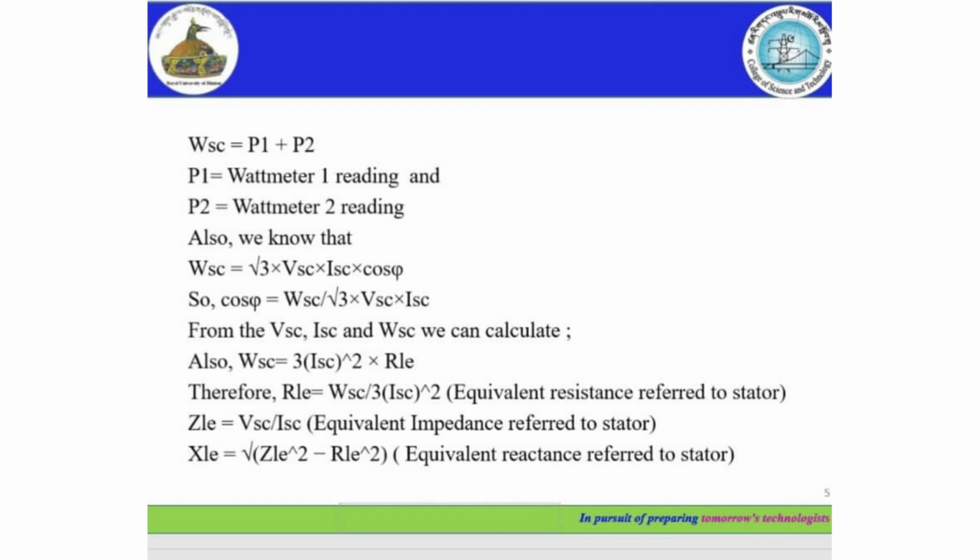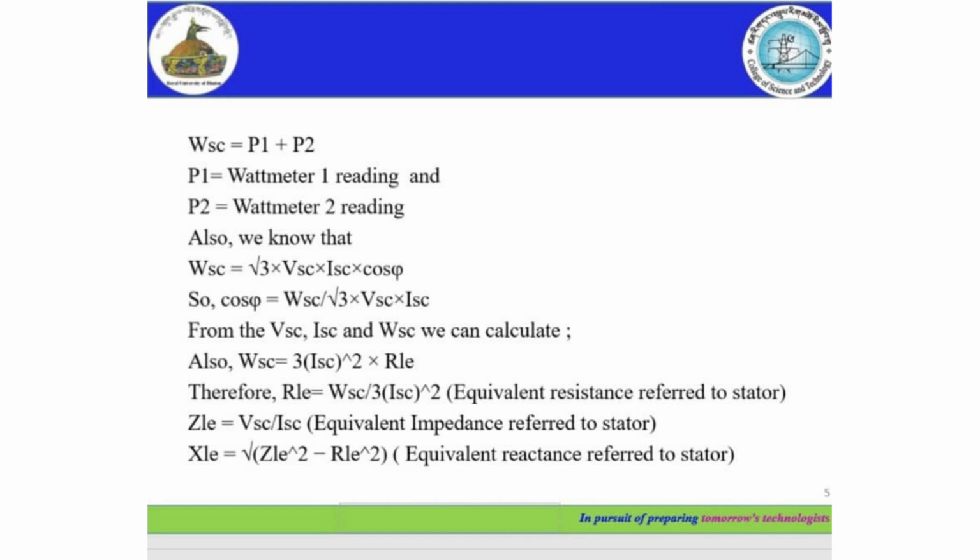So from the experiment, we can find the WSC, which is the wattmeter reading. So WSC is the sum of wattmeter reading 1 and the wattmeter 2 reading. So from the WSC, we know that the formula of WSC is root 3 times VSC times ISC times cos phi. And from that we can calculate the power factor. So the power factor is WSC divided by root 3 times VSC times ISC.